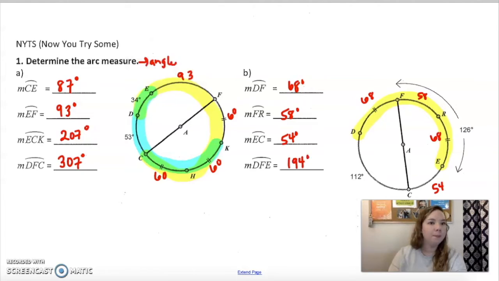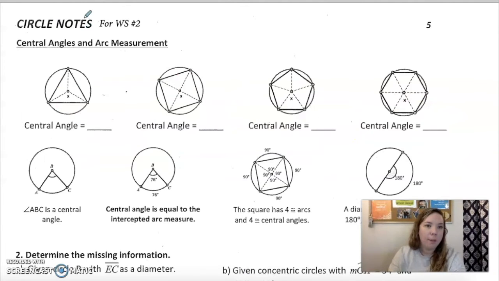Okay, moving on. Central angles and arc measurement. So our central angle, if the whole thing is 360, if it's an equilateral triangle in the middle, we would be dividing that by 3 for 3 sides. So 360 divided by 3 is 120. Okay, here I would divide by 4. 360 divided by 4 would give me 90. Here I'd divide by 5. 360 divided by 5 is 72, I believe. And then this one would be divided by 6, so 60 degrees.